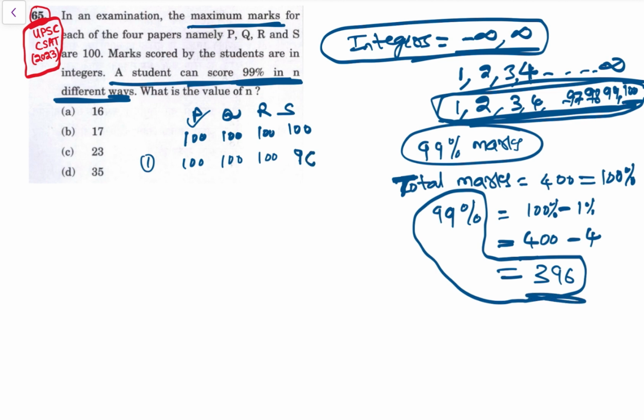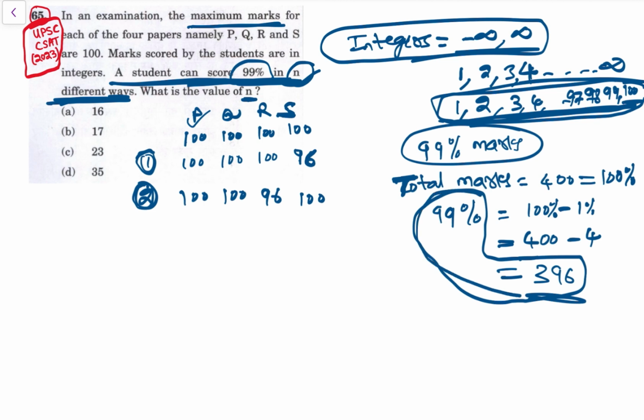So to get 396, in one paper 96 should come, so this is 396. Then the second way is that it can be S, ठीक है, 96 in S, or it can be 96 in R, and the rest 100. That is also a way to score 99%. So this is one case, this is the second case. Now the question is: a student can score 99% in n different ways. What is the value of n? That is, how many ways are there in which a student can score 99%, that is 396 marks in total? How many different ways are there?